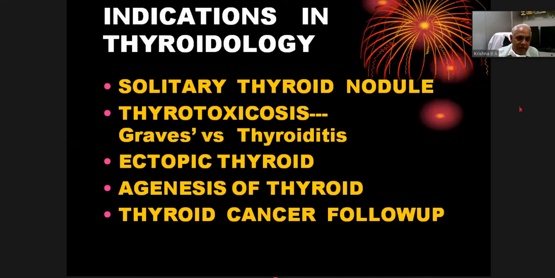As of today, the indications in thyroidology are in the assessment of a solitary thyroid nodule, which you clinically palpate, or in thyrotoxicosis, where you want to differentiate Graves from thyroiditis, and in ectopic thyroid, in agenesis of the thyroid, and finally in the thyroid cancer follow-up patient. These are the main indications today for a thyroid scan in clinical practice.